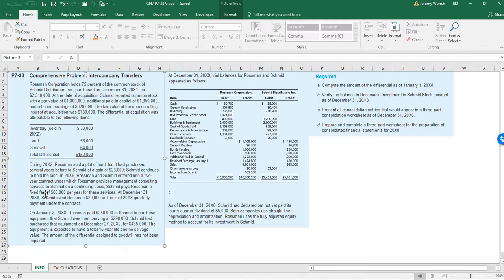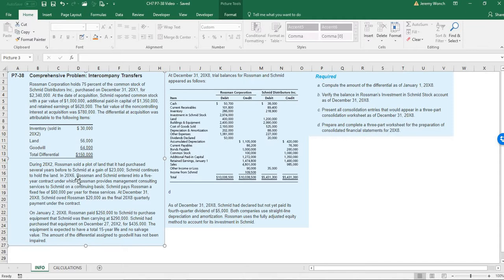So in this one, we have Rossmann Corporation holds 75% of the common stock of Schmid, I guess? Sure. And they purchased it back in 2001. They give us the price of $2.3 million. They give us the subsidiary's common stock and retained earnings on the day that it was purchased. And let's see, it gives us the value of the non-controlling interest, and it actually tells us what the differential is broken out, makes it nice and easy.